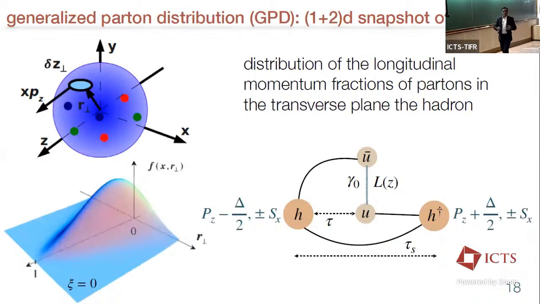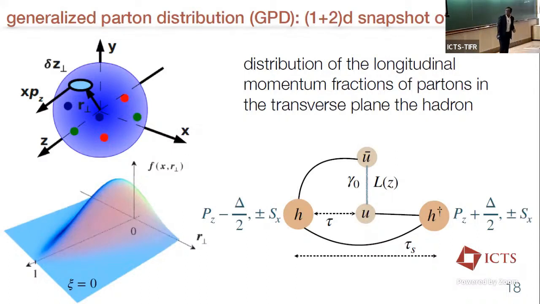Now, to get something like an angular momentum, in addition to the momenta, I obviously need r. Its angular momentum is r cross p, so I need the p as well as the r. So essentially what I really need in this context is a 2+1D snapshot of the hadron, which is called the generalized parton distribution, which not only tells me how the momentum fraction of a parton is distributed, but also how that distribution changes as I go to different locations in the transverse plane of the hadron.